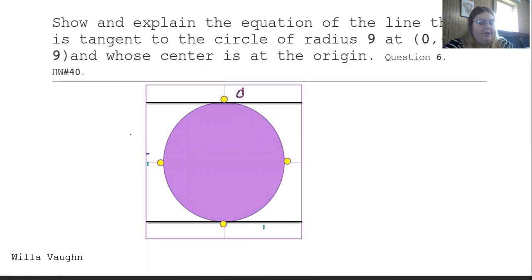So on this one, you're finding the tangent line of the radius of 9 at 0, 9, and 9, 0. So you can see I have the different points labeled, and I'm writing it now, obviously. 9, 0, 0, 9, -9, 0, and 0, -9. And the 2 different tangent lines are on the top and the bottom at 9, 0, and -9, 0.